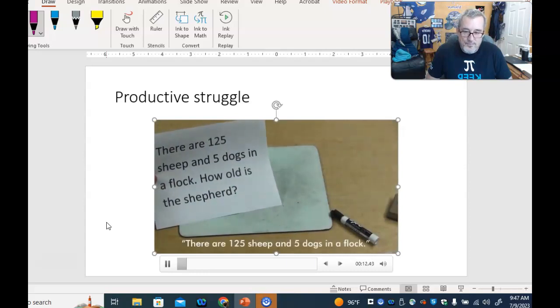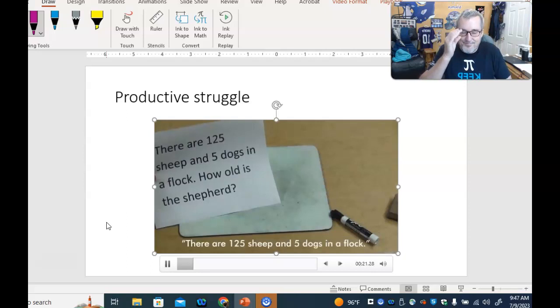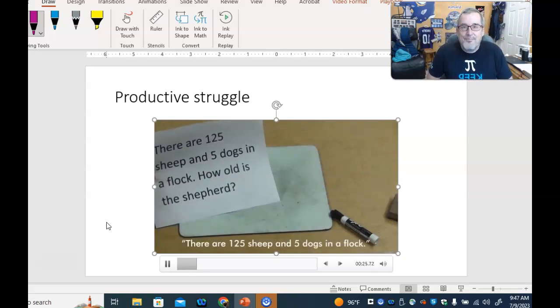There are 125 sheep and 5 dogs in the flock. How old is the shepherd? What? There are 125 sheep and 5 dogs in the flock. How old is the shepherd?